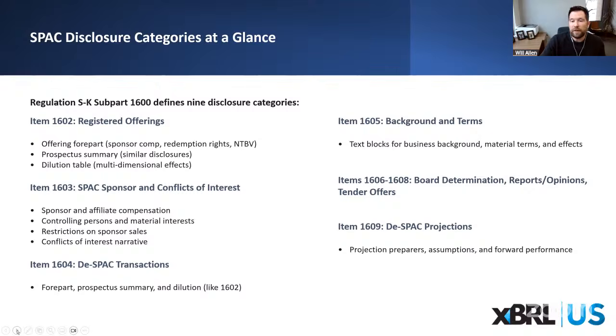1604 is the de-SPAC analog to 1602. So they're somewhat equivalent, but it's the de-SPAC version. It covers the same narrative and table structure, but in the context of a business combination. 1605 through 1608 are supporting disclosures. So they talk about the background narrative, the board materials, opinions, and tender offer obligations. And then finally, 1609 handles the forward-looking projections that often accompany a de-SPAC transaction.